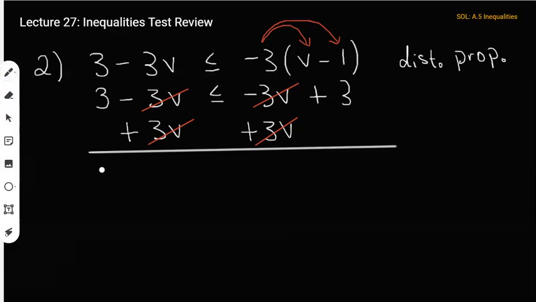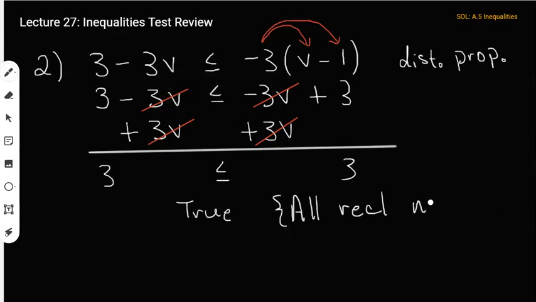So now the only thing that's left on the left side is this 3. And the only thing that's left on the right side is also a 3. So I bring that down. So now I have 3 is less than or equal to 3. This is a true statement. So I'm going to write true. And whenever you have a true statement, your answer is going to be all real numbers. All real numbers.